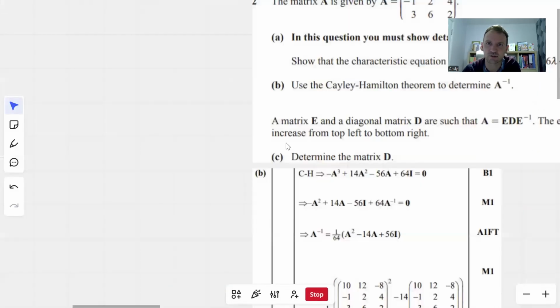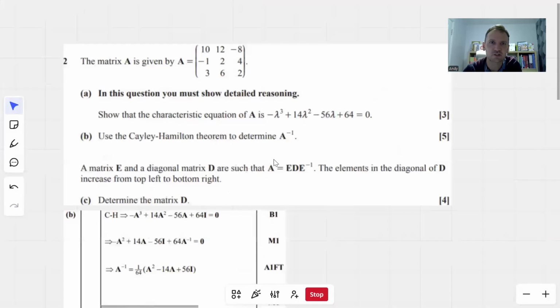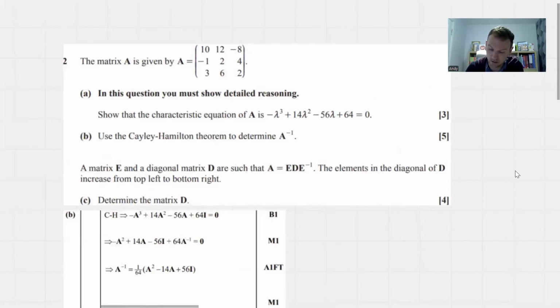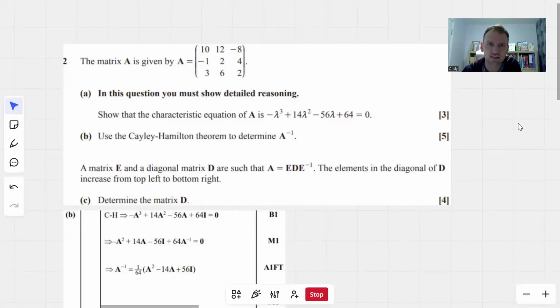Okay, let's go across and have a look at question 2. So question 2, matrices question from the ones I marked, it's pretty well done. So the first bit here, characteristic equation, I think everyone I saw knew that this means the determinant of A subtract lambda I is equal to 0, and then did some working towards showing that.